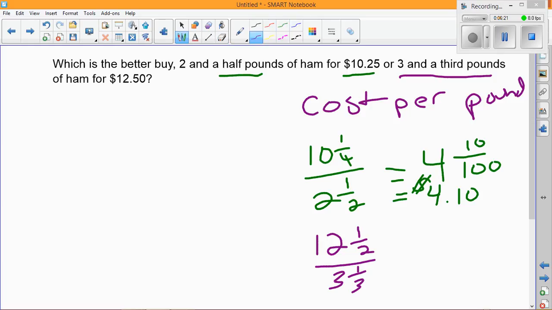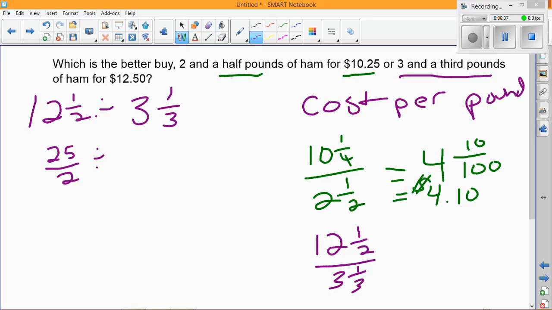Now let's look at the second one. We have 12 and a half divided by 3 1/3. And rewrite those as improper fractions. 12 times 2 is 24, plus 1 more is 25 halves. 3 times 3 is 9, plus 1 is 10 thirds. We're going to end up with 25 halves times 3/10.